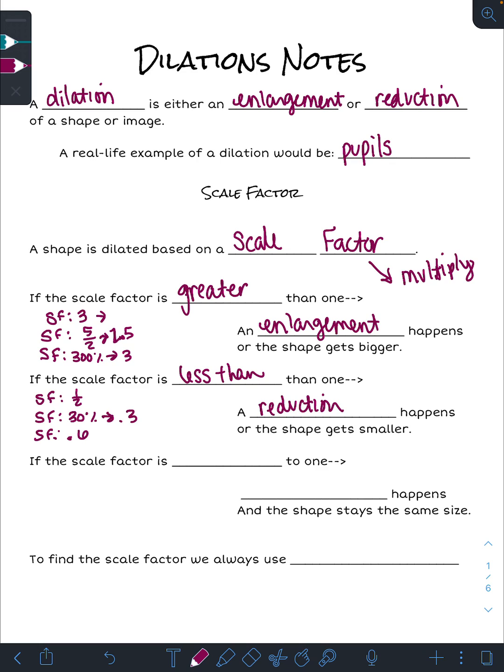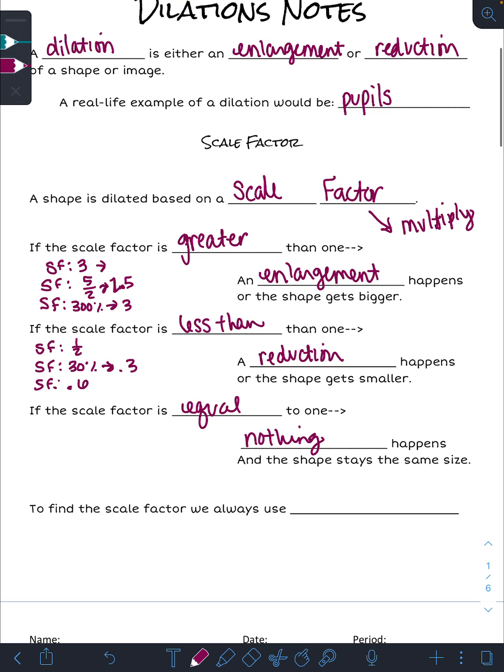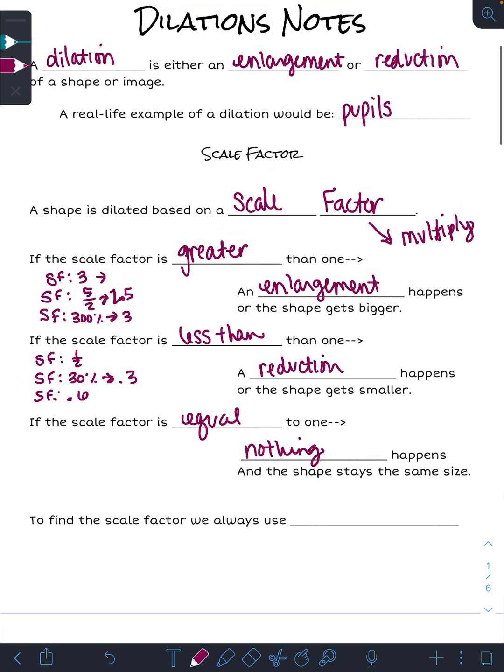Now, if the scale factor is equal to 1, nothing happens, because if you were to multiply any number times 1, it stays the same amount. Now, if we need to find the scale factor, we always use the new shape's value over the original shape's value. We will look at that further on, but I want to put that into your head that we always do new over original. And if you don't remember that, that's what you've always done when you found scale factor.